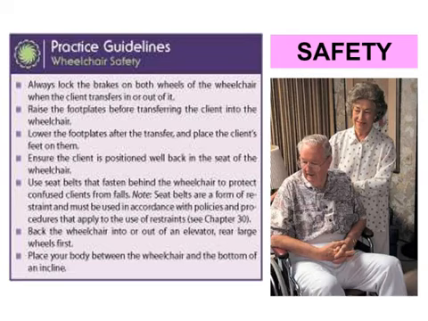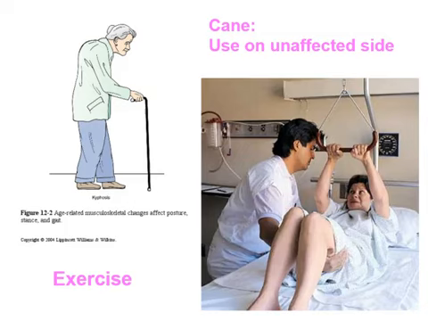So post-CVA patients are at high risk for falls, so prevention is key. So with a cane, if they're having issues walking, they might need a cane for stability. They want to use that cane on the unaffected strong side, okay?